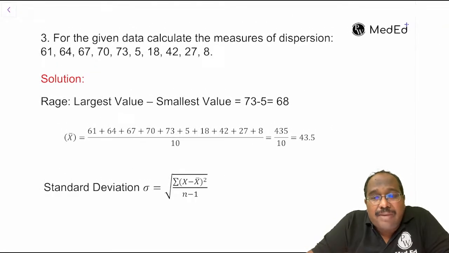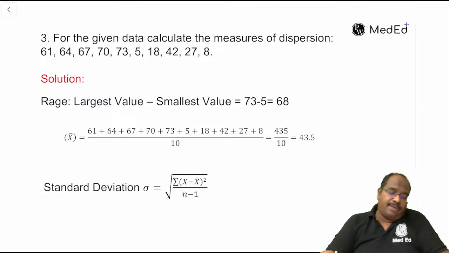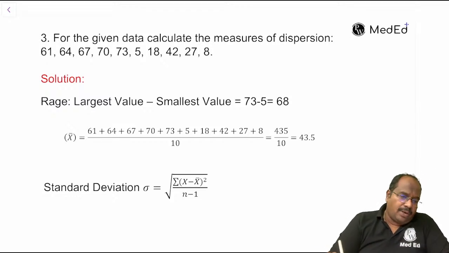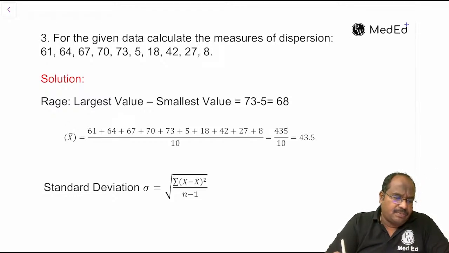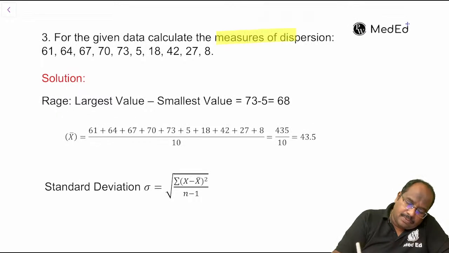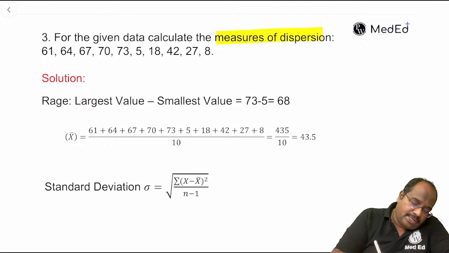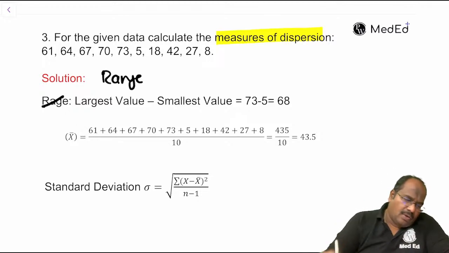Next is, what are measures of dispersion? This is asked in the practical. Measures of dispersion. Okay, fine. The first one is range. What does range mean?